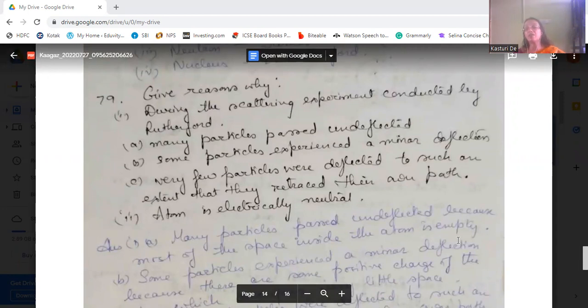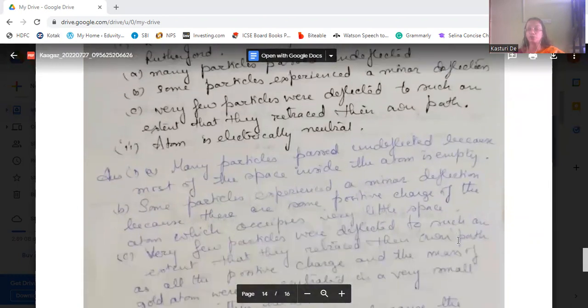Many particles passed undeflected. Some particles experienced a minor deflection, and very few particles are deflected to such an extent that they retraced their own path. An atom is electrically neutral. The first is, many particles passed undeflected. Why? Because there is much empty space left inside the atom. That's why many alpha particles can pass through undeflected.